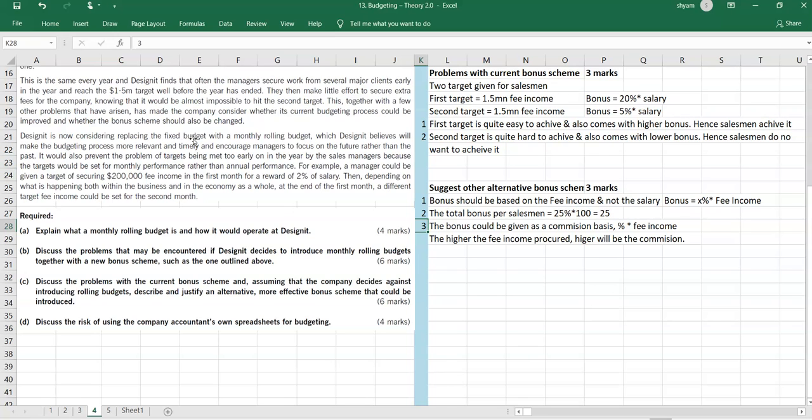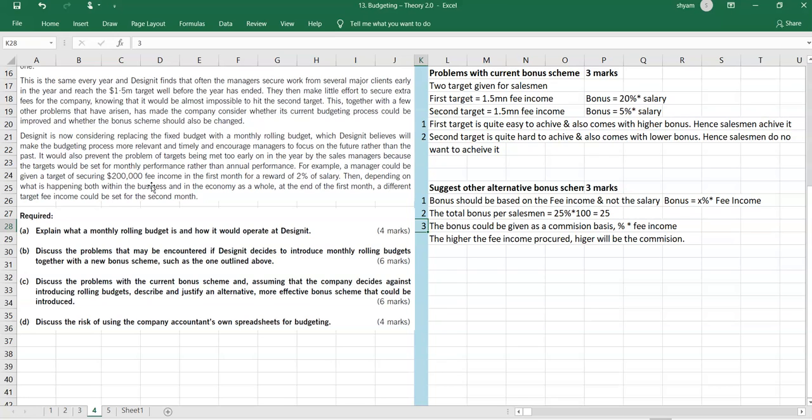Designit is now considering replacing the fixed budget with a monthly rolling budget, which Designit believes will make the budgeting process more relevant and timely and encourage managers to focus on the future rather than the past. Okay, it would also prevent the problem of targets being met too early on in the year by the sales managers because the targets would be for monthly performance rather than annual performance.